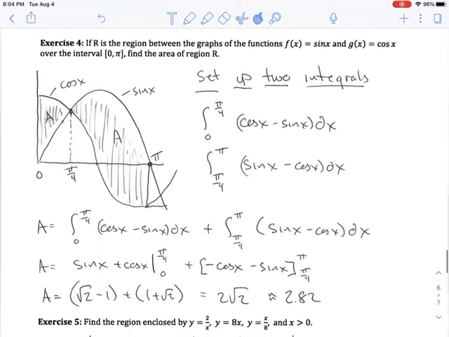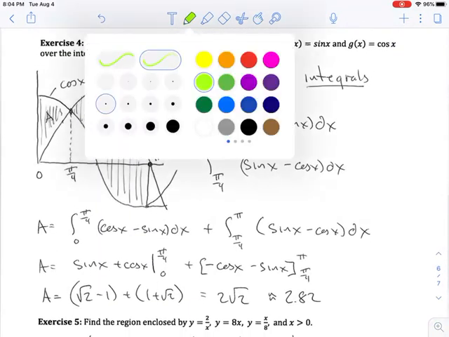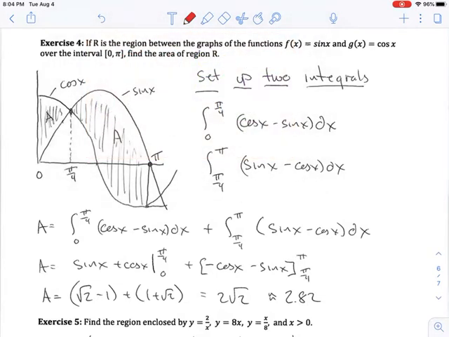Exercise 4. So, a trigonometric function. If R is the region between the graphs of f of x equals sine of x and g of x equals cosine of x over the interval from 0 to pi, find the area of the region R. Okay, so that's R, and that's also part of R.